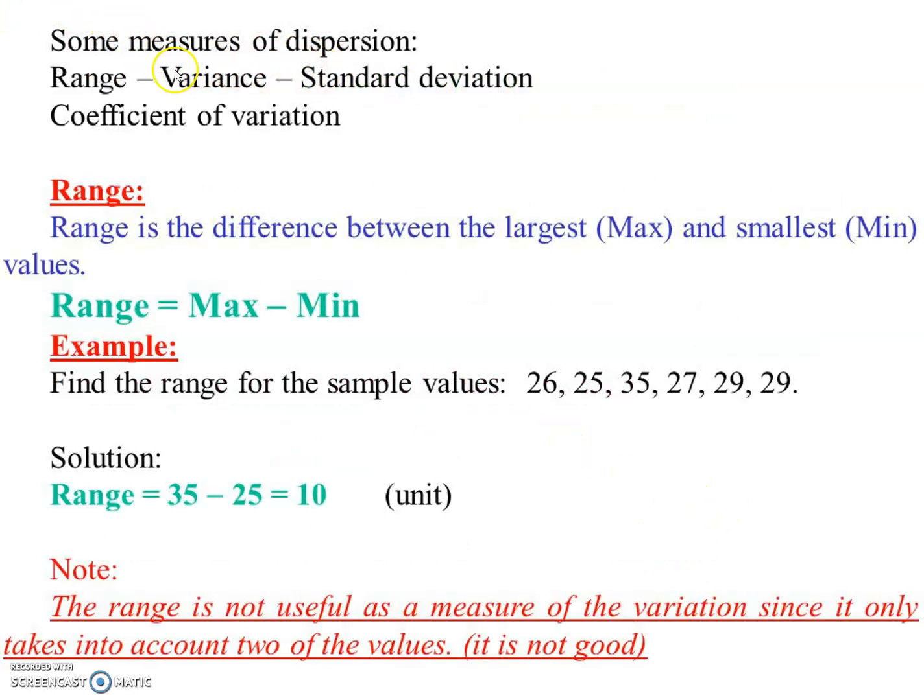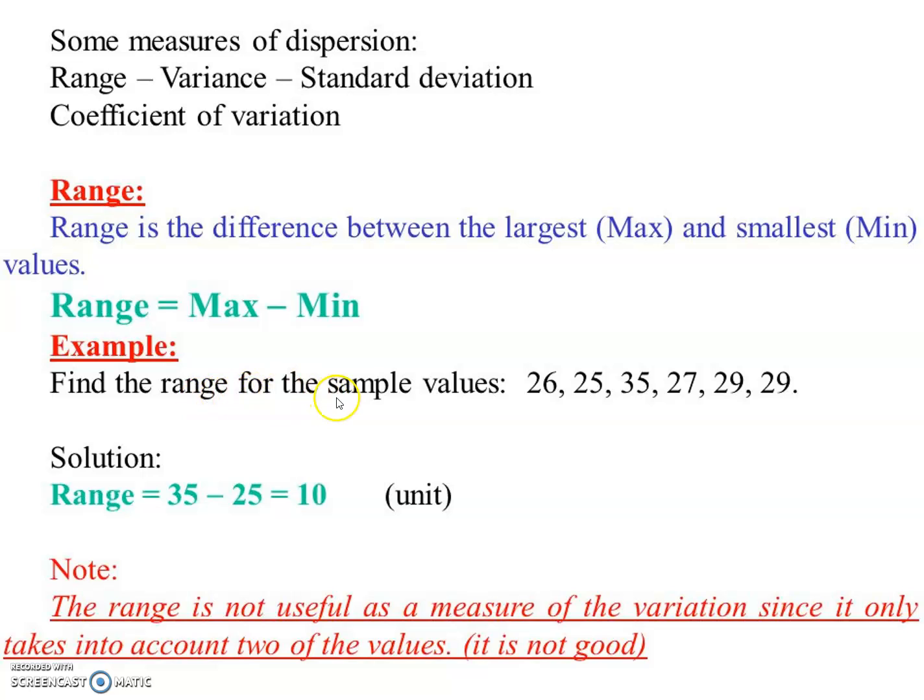Some measures of dispersion: range, variance, standard deviation, coefficient of variation. For the measures of dispersion, we have to discuss this topic. We have to highlight the range first. Range is the difference between the largest, that is maximum, and smallest, that is minimum values. The range is equal to maximum minus minimum.